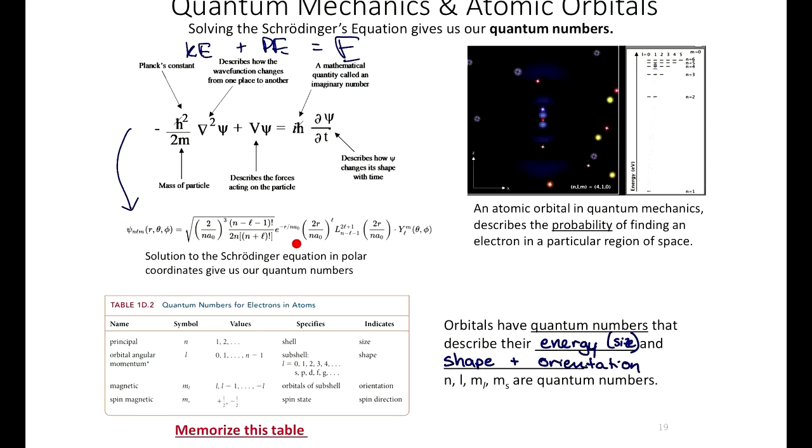The results, the conclusion from their solutions, out comes the quantum numbers that we know that describe where electrons are. So after solving the Schrodinger equation, we have quantum numbers that describe the energy of where electrons can be, their shape, and their orientation. And we'll talk about all 4 of those quantum numbers here in a second.